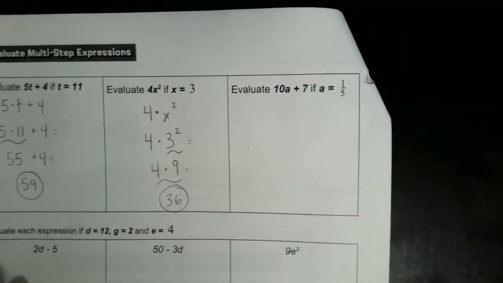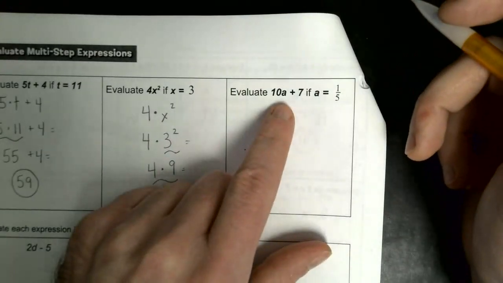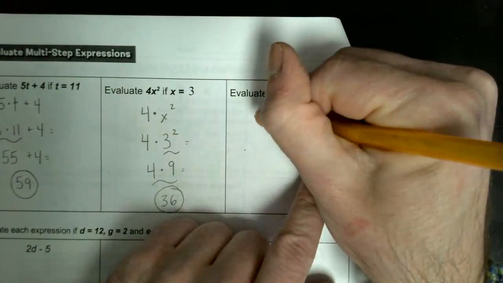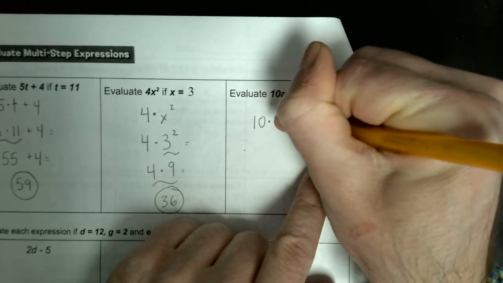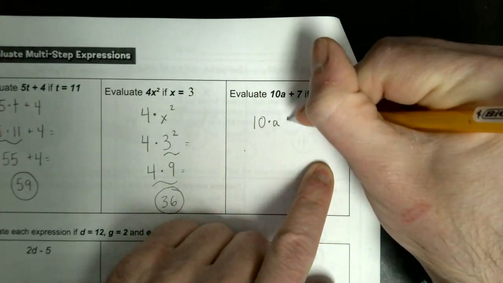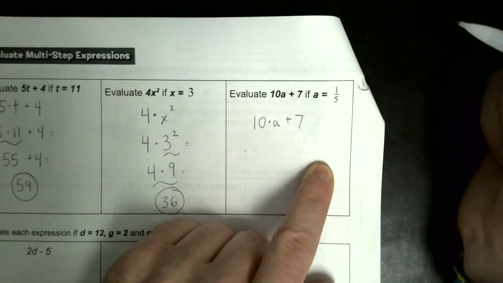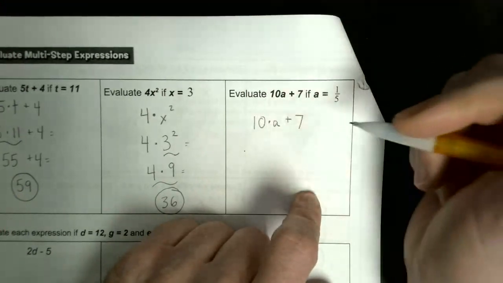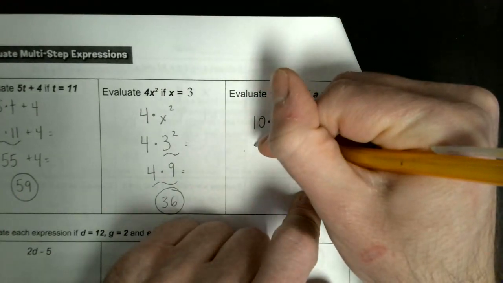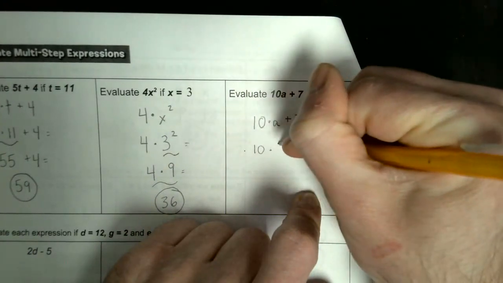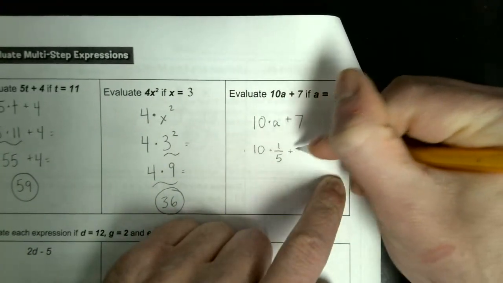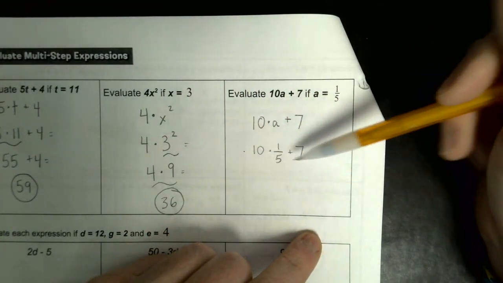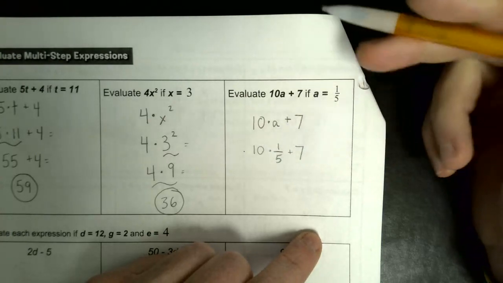All right, the last one here on this row, we have 10 times a plus 7. So I'm going to rewrite the expression, making sure to put a dot in between the 10 and the a because that's multiplying. We've got to remember that's multiplication, plus 7. Now in this case, a is 1/5. So we're going to do 10 times 1/5 plus 7. Now we have to do order of operations. There's no parentheses, there's no powers and roots. Multiplication and division, so we're going to do the multiplication first.